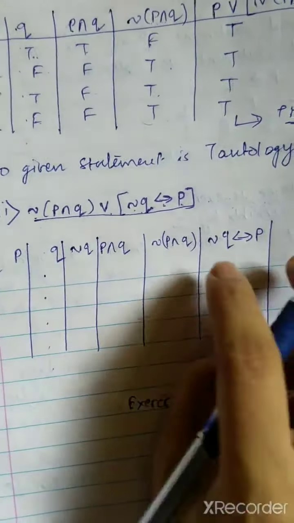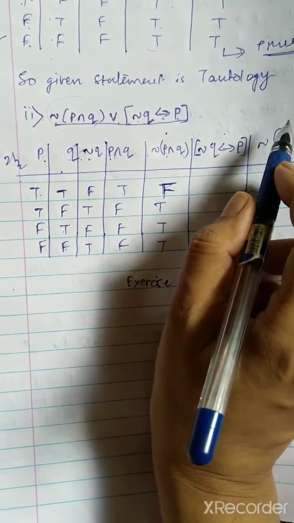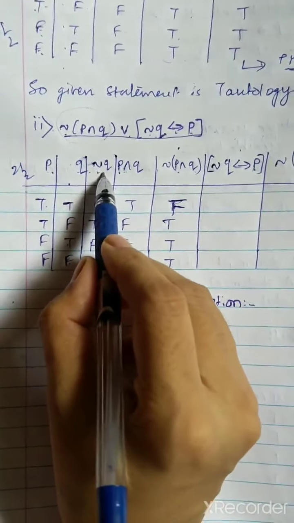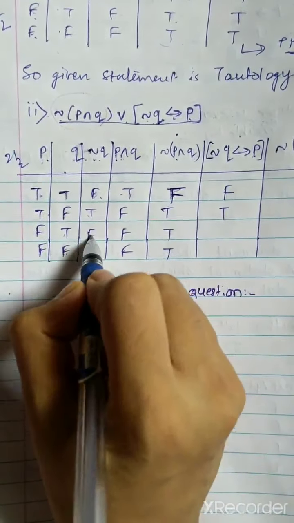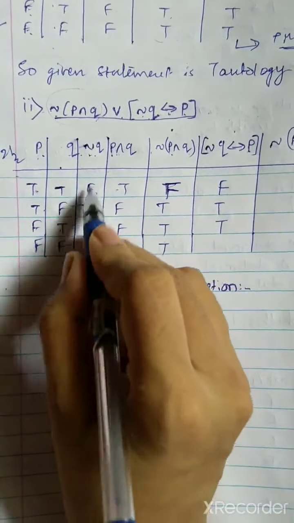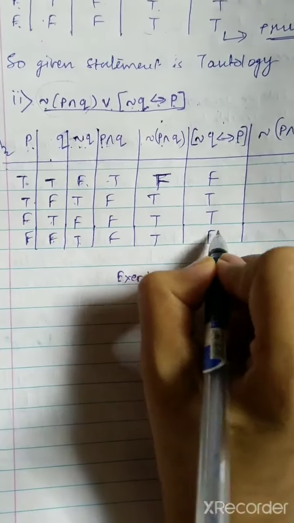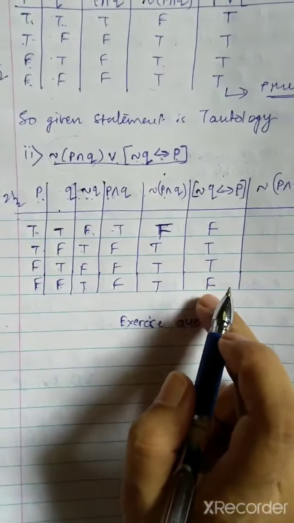True becomes false, false becomes true, true, true. This will be false. Now negation of Q double implication with P. We saw the double implication column yesterday. In double implication, true true is true, false false is true, and the rest are false. So negation of Q double implication P: false and true will be false, true and true, true, false and false, true, true and false, false. We studied this in the first lecture.